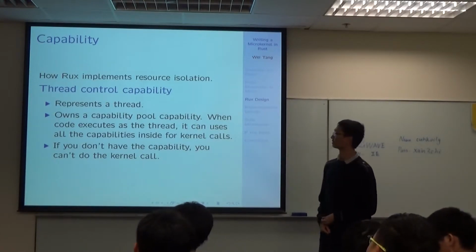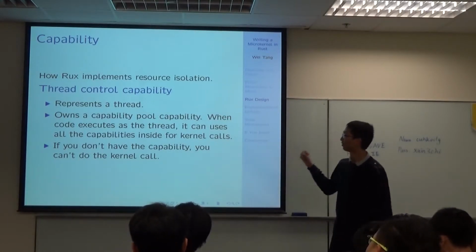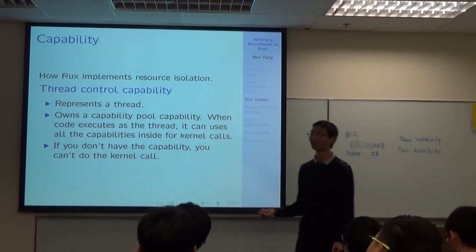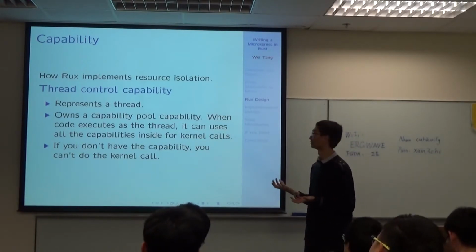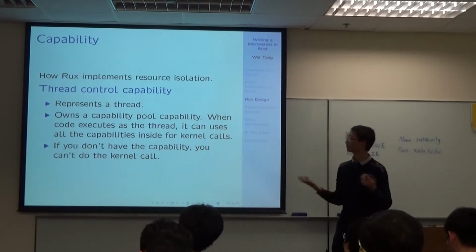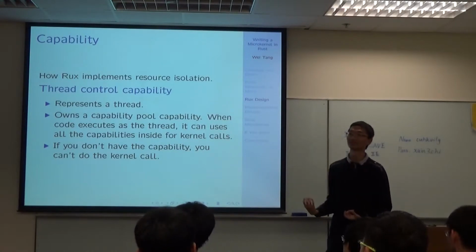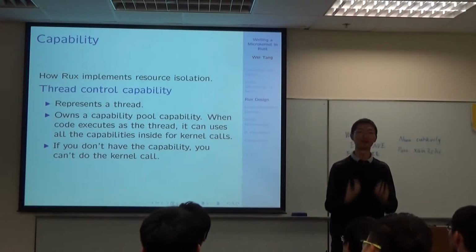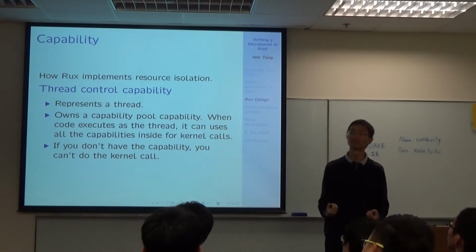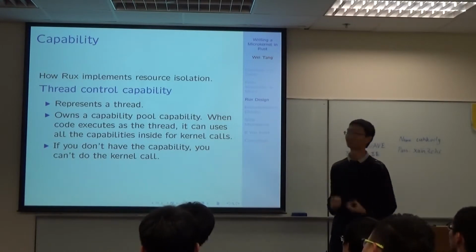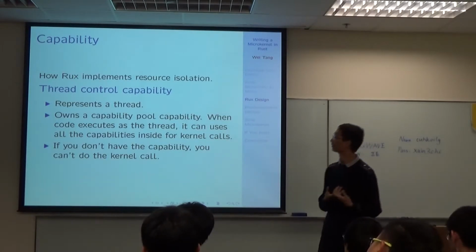It represents a thread, and this thread also owns a capability pool capability. So you get a list of capabilities that this thread can use to make kernel calls. If you don't have a capability, you can't do the kernel call. That's how this microkernel implements resource isolation. When you want to access some kind of memory or other things that the kernel values, you need this capability, and this capability is stored in the thread's capability pool. You need to have this pool so you can make the kernel call.